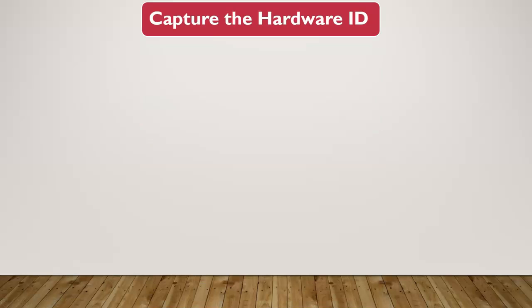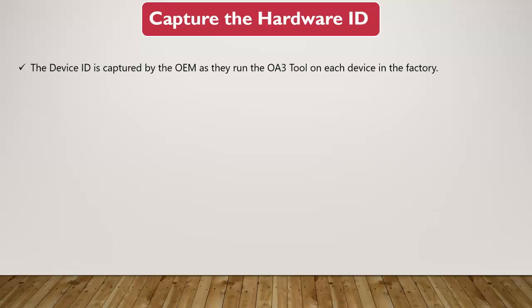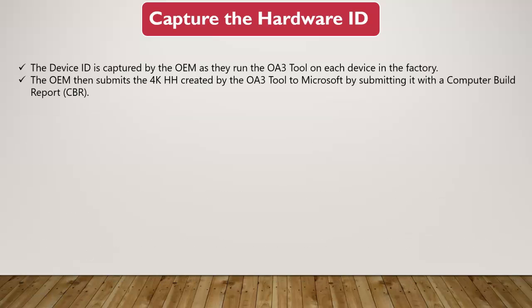I'm taking this opportunity to explain more about hardware IDs and how the capturing would happen at the OEM level. To begin with, OEM is nothing but your hardware vendors who manufacture these hardwares, right? Your laptops. They have a different tool called the OA3 tool, a mechanism which they can use to generate that file, and then they take it out with the help of the OA3 tool, and they submit it to Microsoft for a build report.